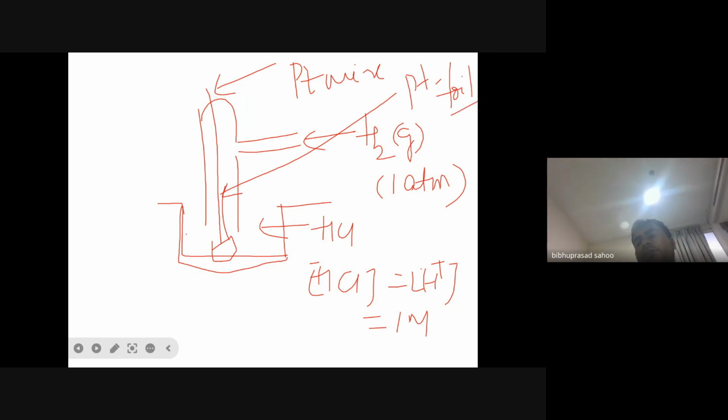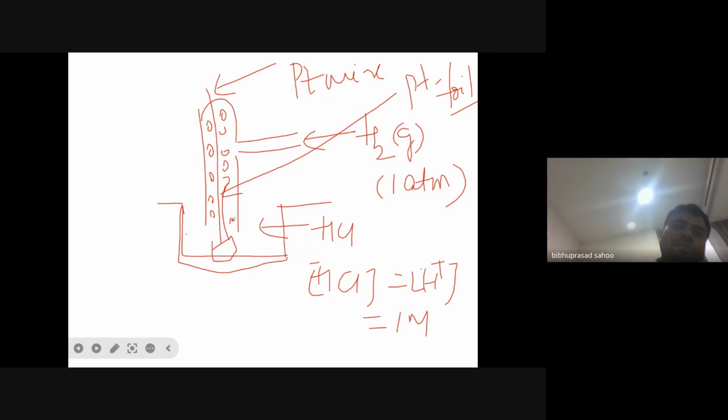So student, this is the total setup of the hydrogen electrode. Here the bubbles of hydrogen are here. That means this total wire is coated by hydrogen gas. Now hydrogen gas is acting like a metal. So it is playing the role of electrode.